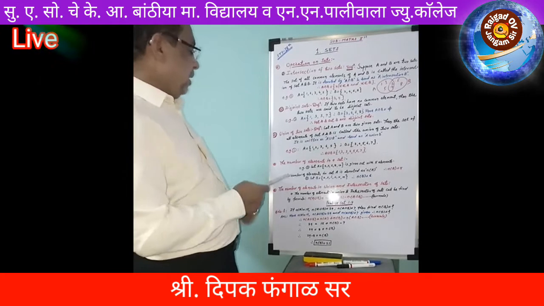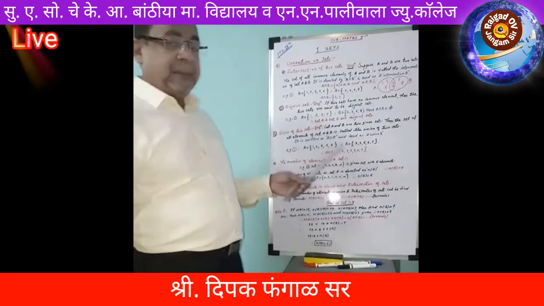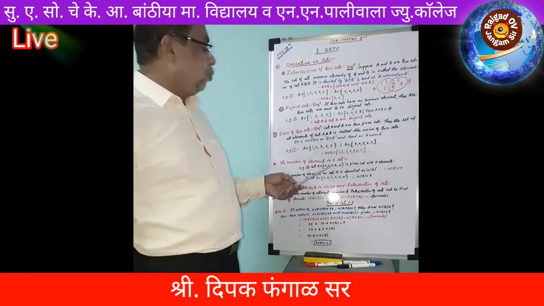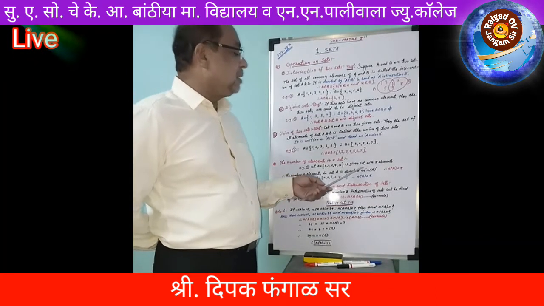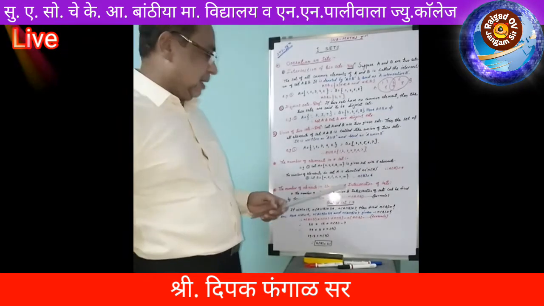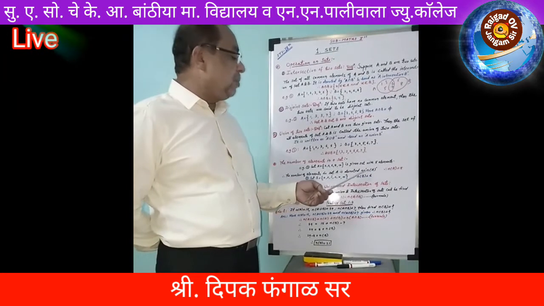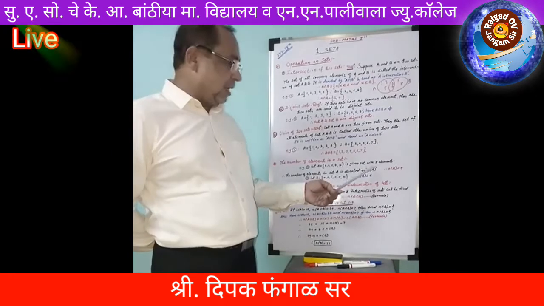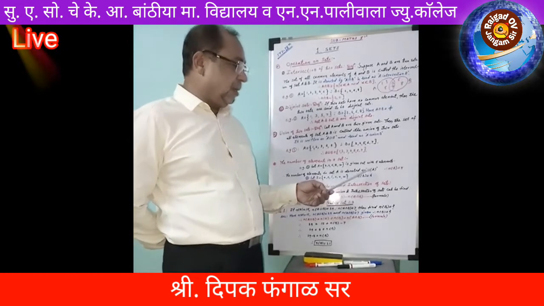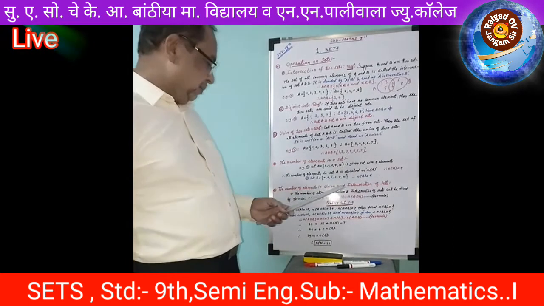Now the next point is the number of elements in a set. See here, for example, let A equal to {2, 4, 6, 8, 10} be the given set with 5 elements. We understand there are 5 elements in the given set. So the number of elements in set A is denoted by n(A). It means the number of elements in set A. And therefore we write n(A) equal to 5.